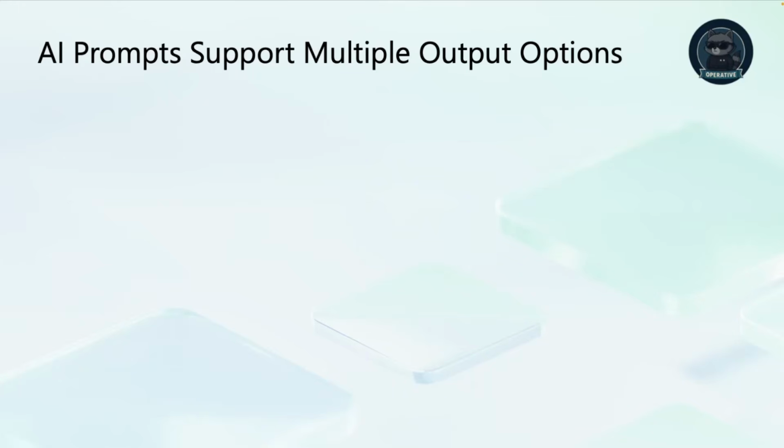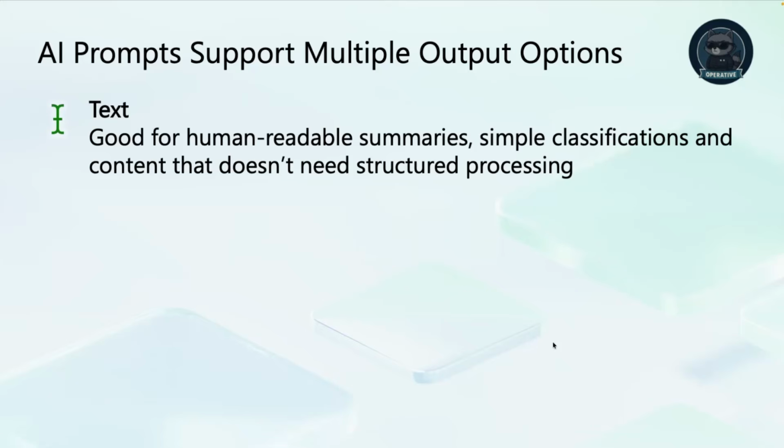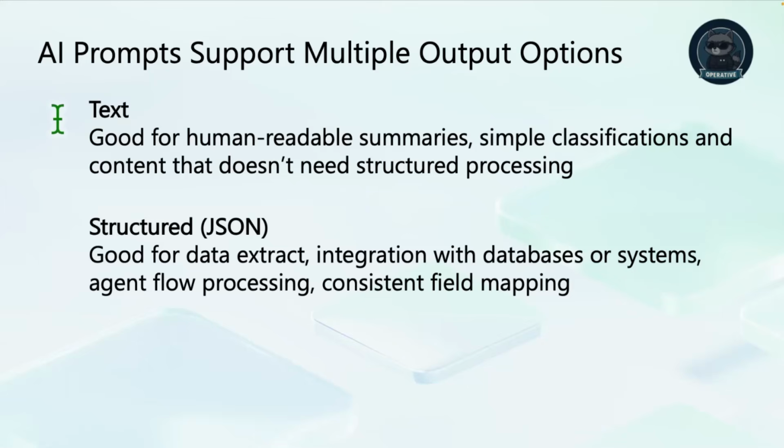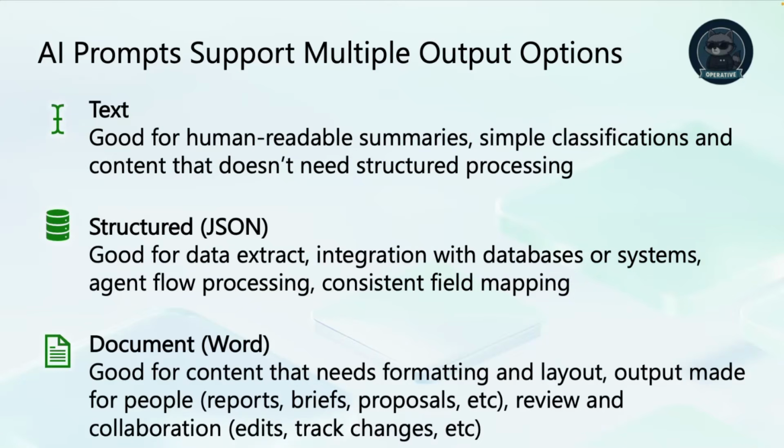Another possibility for generating a document in Copilot Studio is with AI prompts themselves, not with adding that Code Interpreter capability. AI prompts have been around for a while, and the output options we have there are text. So we can do basic, good human-readable summaries, classifications, things like that for those scenarios where we don't really need structured processing. We can also have structured JSON output. So if we want to take data from a prompt and put it in a database, that's a good use case. Or there is a preview feature here to output to a document.